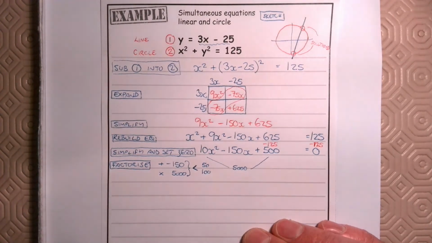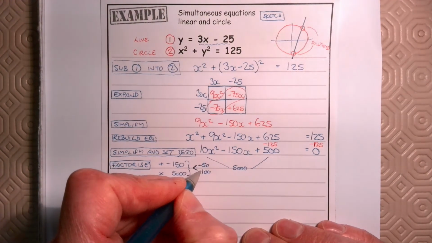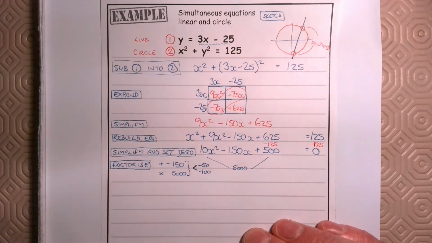Now they multiply to 5,000. They don't add to minus 150, do they? No, so we're going to have to make them both negative. So now they add to minus 150, and of course a negative times a negative gives me a positive. I get 5,000. So we're good. So we've got our factor pair.